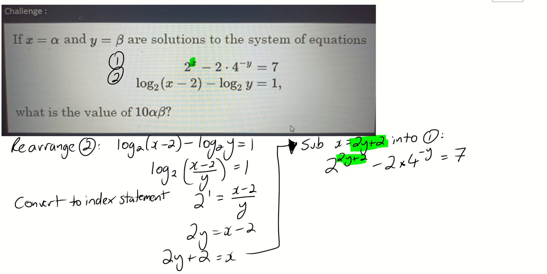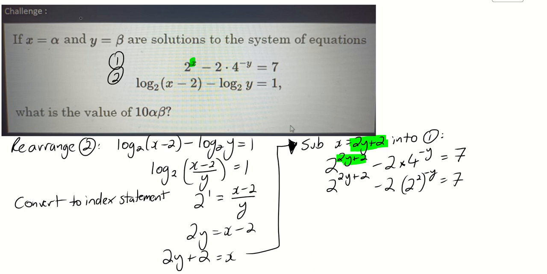It looks pretty nasty. This is going to be one of those equations where it's an exponential equation combined with a quadratic equation. So I don't like how I've got different bases here, base 2 and base 4. So I'm going to change this second one into 2 squared to the power minus y. Everything else will stay the same.